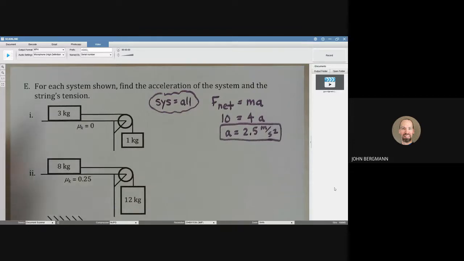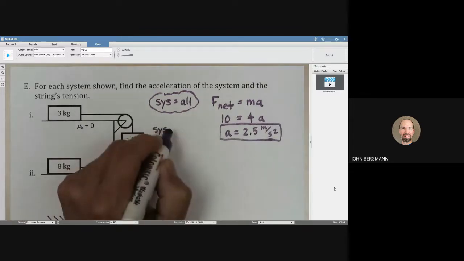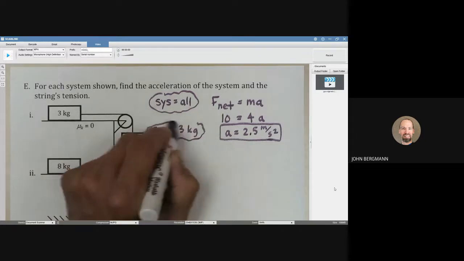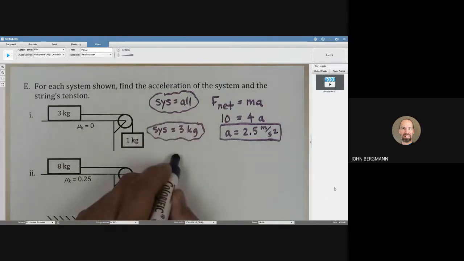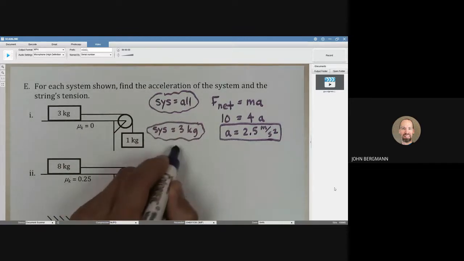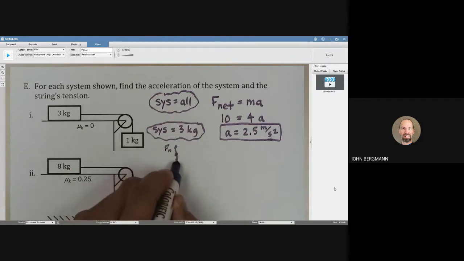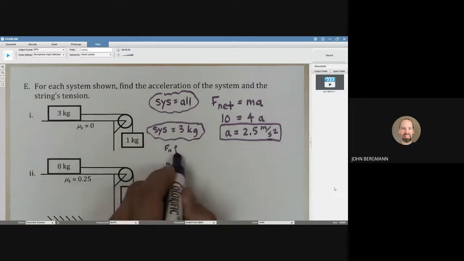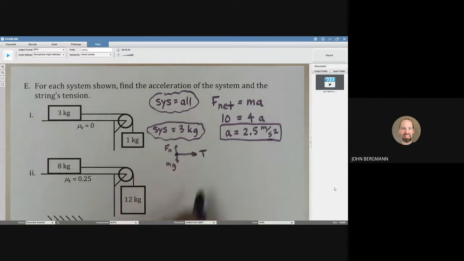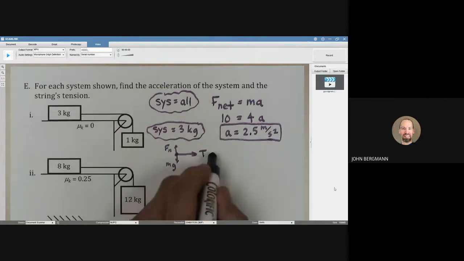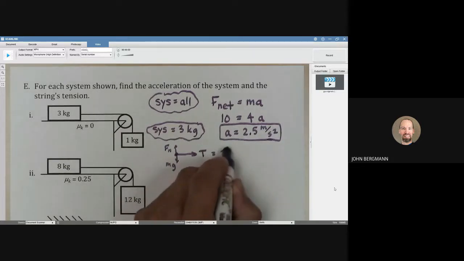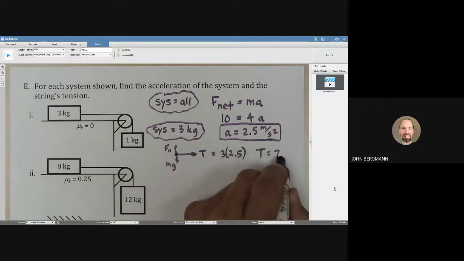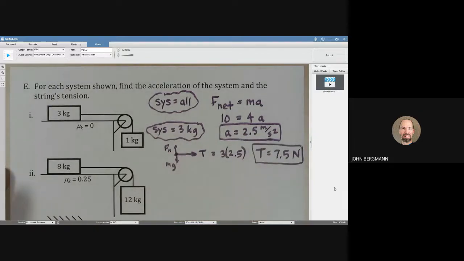Now we need to find the tension. It doesn't matter really what we do, but if we assume that the system we're focusing on is the 3 kilogram mass, what would the free body diagram look like for that? The normal force and the weight of the thing would exactly cancel each other. So the only force we have is the tension. And so the net force needs to equal the mass times the acceleration. So I think the tension is going to be 7.5 newtons. That's how you do that one.